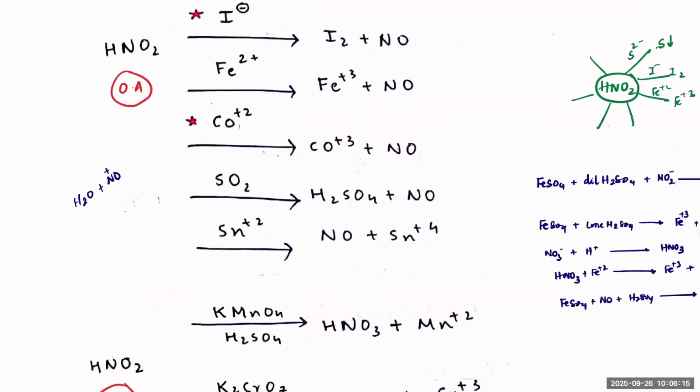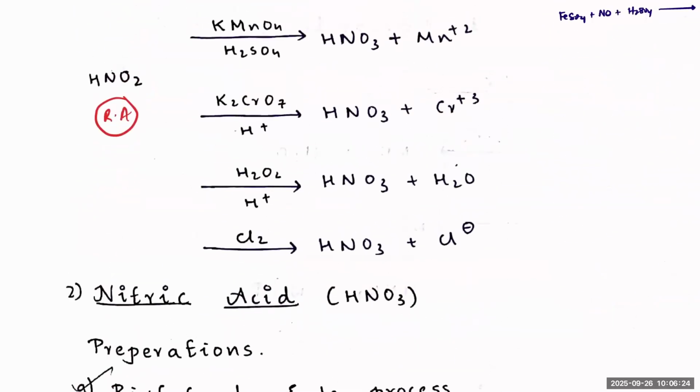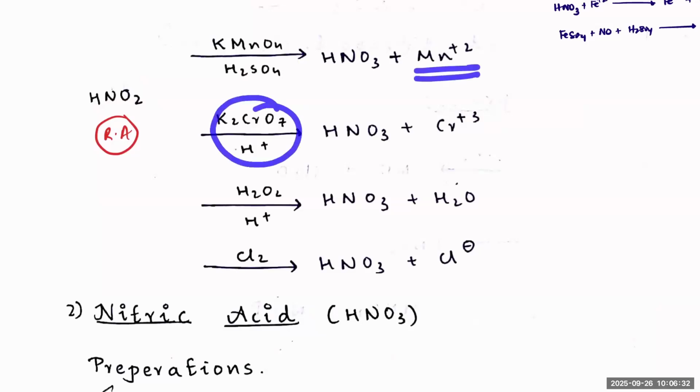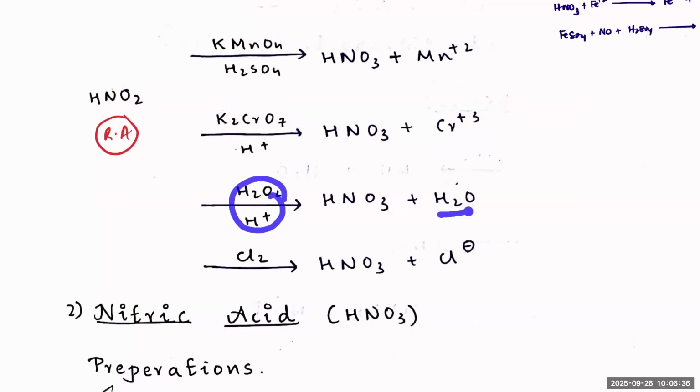Whatever SO2 is present will convert into H2SO4 again. Let's see about the reducing agent. HNO2, when you interact with KMnO4, will convert into Mn plus 2. K2Cr2O7 converts into chromium plus 3. Peroxide goes to water, Cl2 to Cl minus. These are very common oxidizing agents, beta.